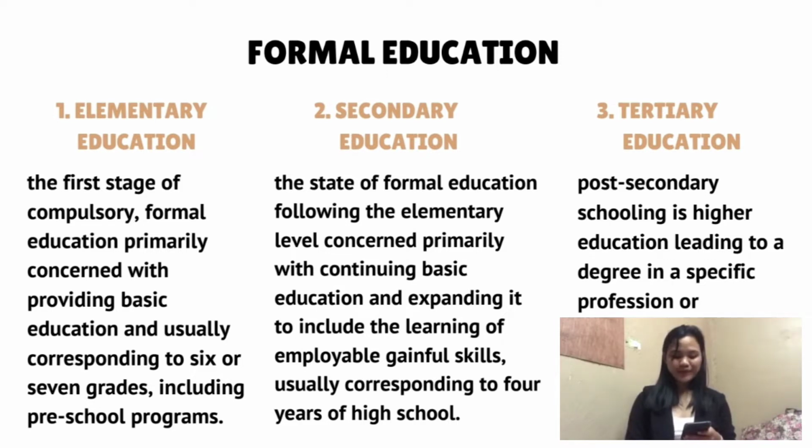Formal education is primarily concerned with providing basic education, usually corresponding to 6 or 7 grades, including preschool programs. In order to proceed to the secondary level, we must complete this elementary level, and then we can proceed to secondary education, which is the stage of formal education following the elementary level, concerned primarily with continuing basic education and expanding it to include learning employable, gainful skills, usually corresponding to 4 years of high school.